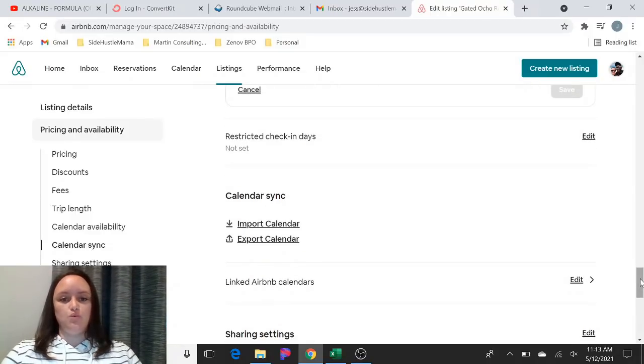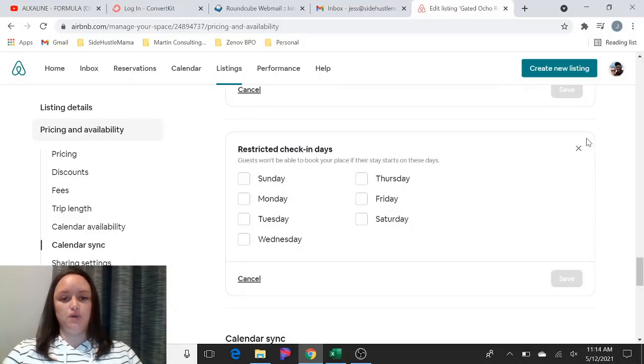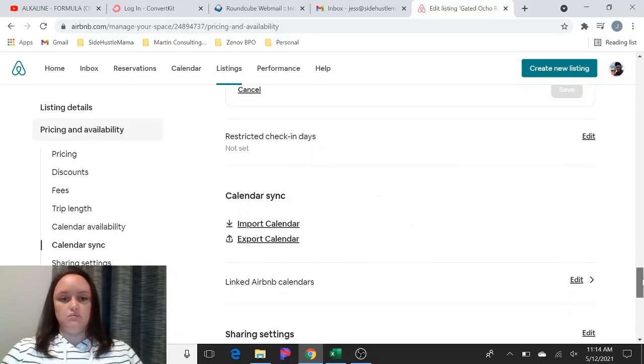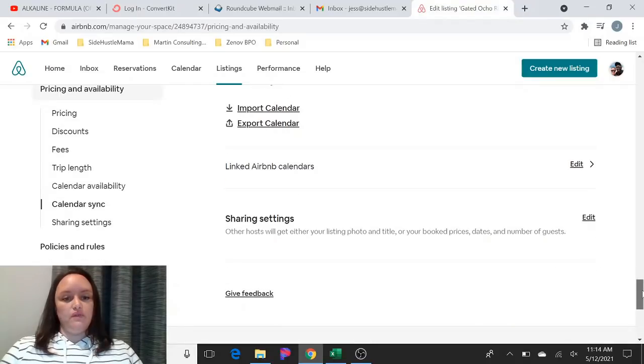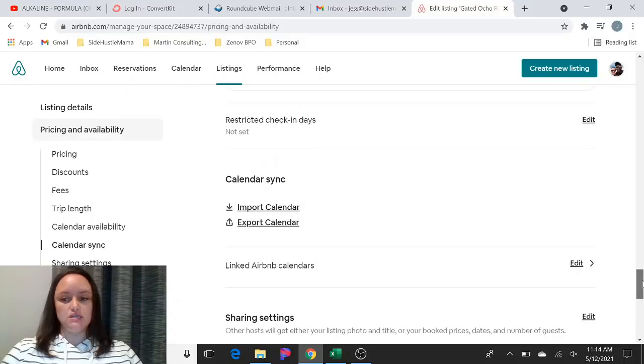If there are any restricted check-in days, that's important. So for example, if you don't want people checking in on a Sunday, you can check that here. I leave this blank because people travel on any day of the week, and I feel like I will get more bookings if I leave this open. So that's my suggestion, unless you have a really good reason why you don't want somebody checking in on a certain day. So those are all the pricing and availability options.